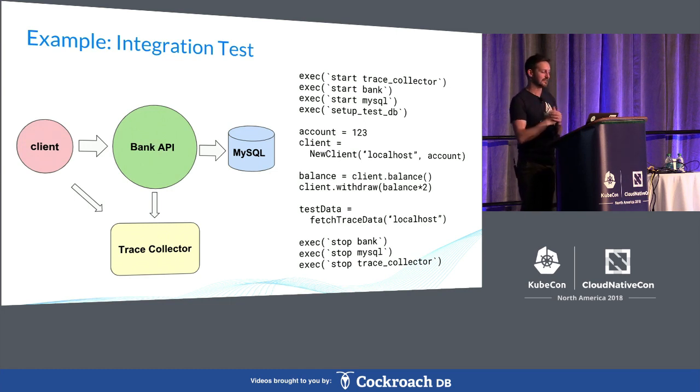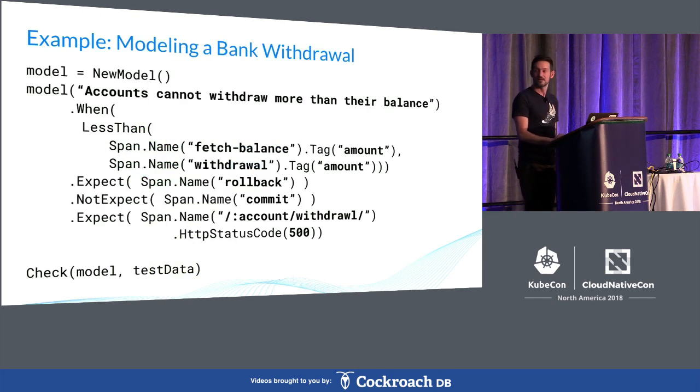You populate that database with some test data. And then you run your tests driven by the API client. So you spin up a client. You say, get the balance. Then you try to withdraw twice whatever that balance was you got back. And then you fetch your trace data and go have a look at it. What does that test look like?